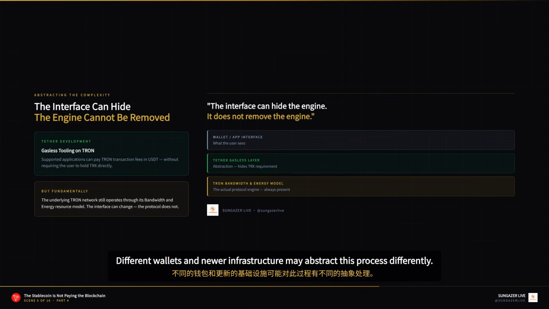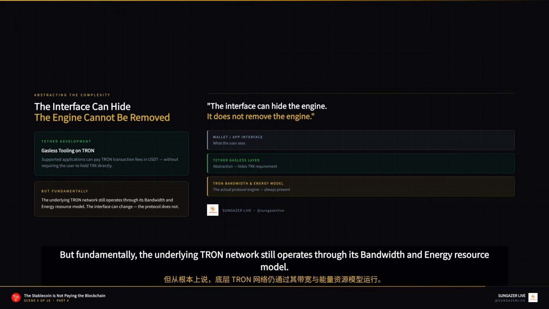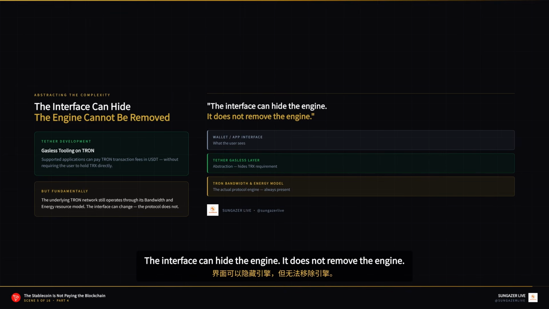Different wallets and newer infrastructure may abstract this process differently. Tether itself has recently developed gas-less tooling on TRON that can allow supported applications to pay certain TRON transaction fees in USDT rather than requiring the user to hold TRX directly. But fundamentally, the underlying TRON network still operates through its bandwidth and energy resource model. The interface can hide the engine. It does not remove the engine.